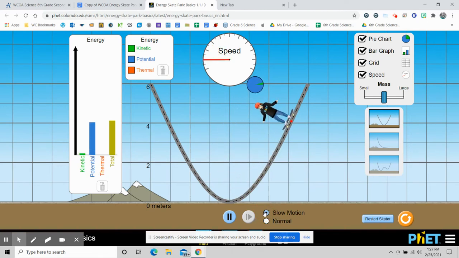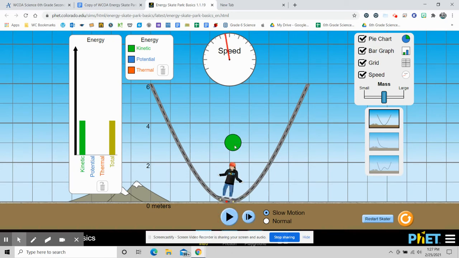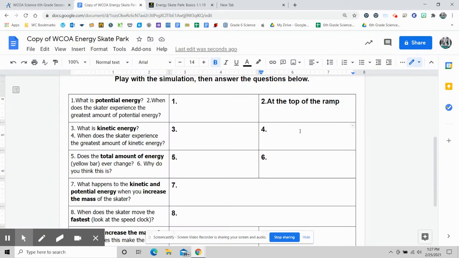If I put this in slow motion and I watch, and I pause it right here, I'm trying to get right there. So I can see that this is all green right now. So this is where he has the maximum amount of kinetic energy. So that would be at the bottom middle of the ramp. So if I go back here, I would just type bottom middle.